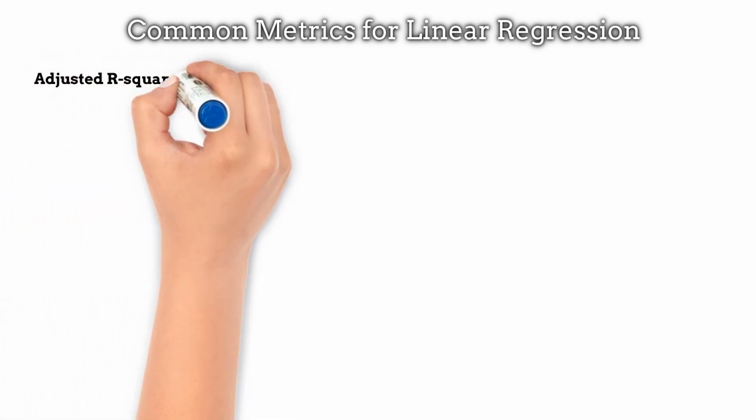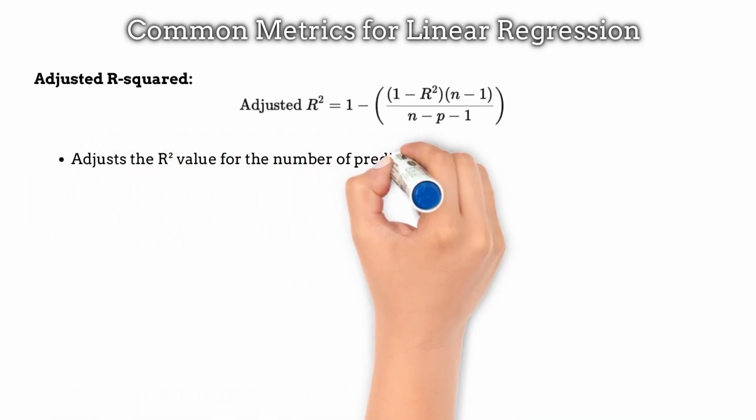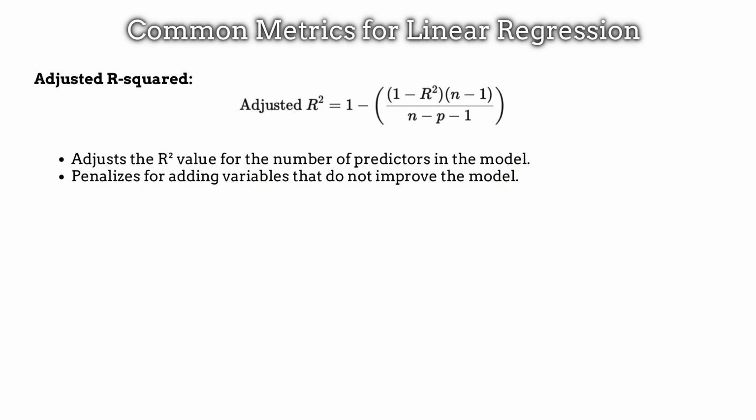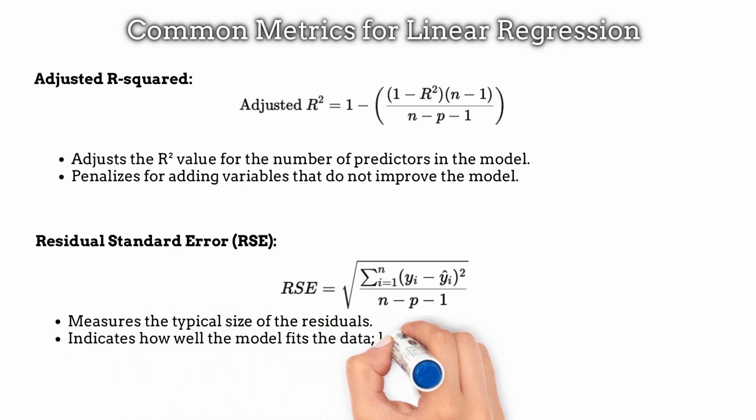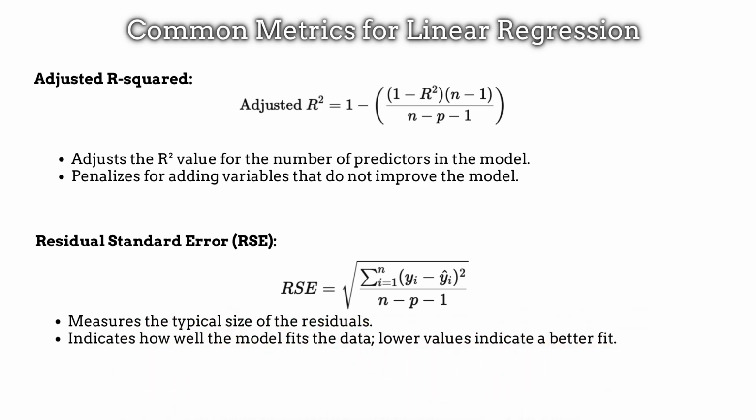For models with multiple predictors, we use adjusted R squared. This metric corrects the R squared value based on the number of predictors, helping us avoid overfitting. It ensures that adding irrelevant variables does not artificially inflate our model's performance. Lastly, we consider residual standard error, or RSE, which measures the typical size of the residuals, essentially the differences between observed and predicted values. A lower RSE indicates a better model fit, as it means the errors are smaller on average. Together, these metrics provide a comprehensive evaluation of how well a linear regression model performs, helping us make informed decisions about model accuracy and suitability for our data.